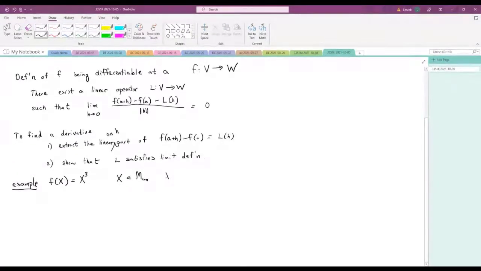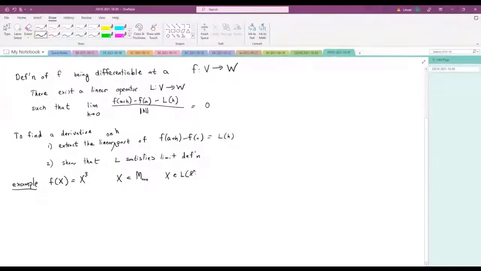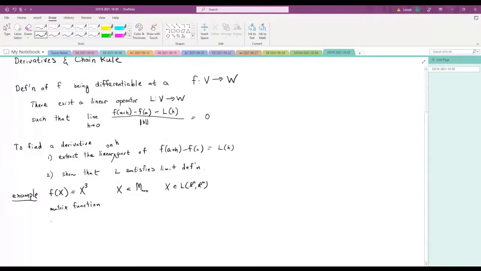So x, you can think of it as representing a linear operator from Rn into Rn. Well, it is a linear operator. But this is a matrix function. And so if somebody says, well, what's the derivative of this matrix function? Well, let's see if we can get a linear operator on h.